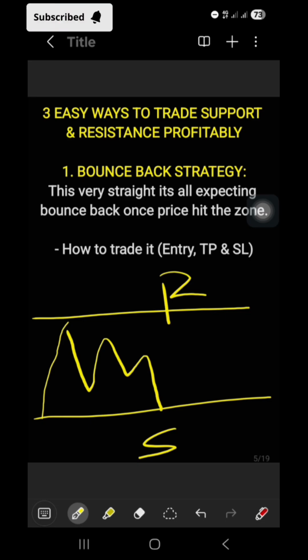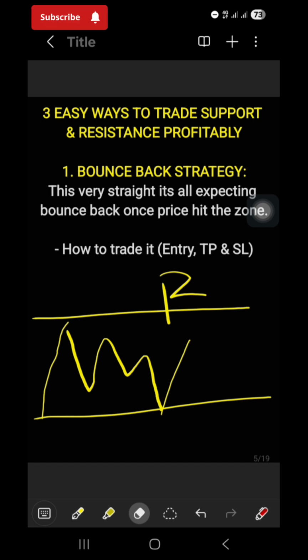Are you getting me? There are two things that can happen: either it bounces up or breaks below. But the first one I want to explain is the bounce, not the break. So applying this bounce back strategy, when you see price coming down, expect a reaction, but don't jump in. Immediately you see the price coming down, wait for it to react.